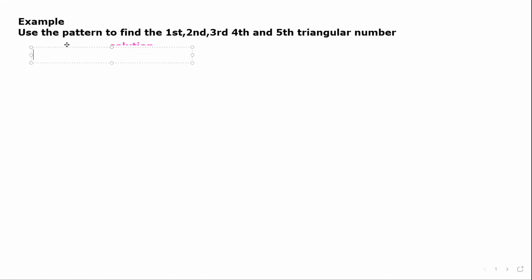Now, the method that we are using is the pattern method. So we are going to find the first triangular number, the second, the third, the fourth, the fifth. After then, you can solve all the triangular numbers that you want to find. Okay, good. So let's do the first 5 here. The question says we should find the first triangular number here.